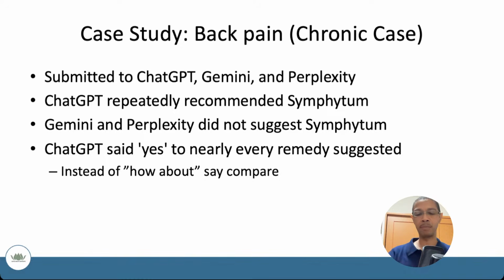And I did the exact same thing when I moved it over to Gemini and moved it over to Perplexity. No Symphytum in any of them. So it was stuck in that remedy. So you have to be aware of that possibility. If you're going back and forth with it, it sometimes can be stuck on previous output to influence whatever the new input is.